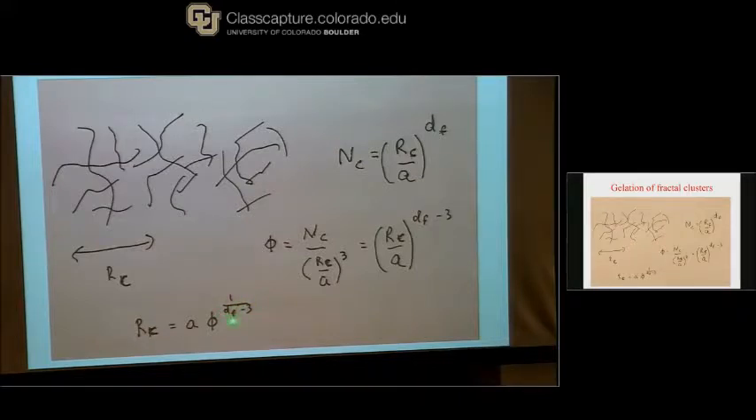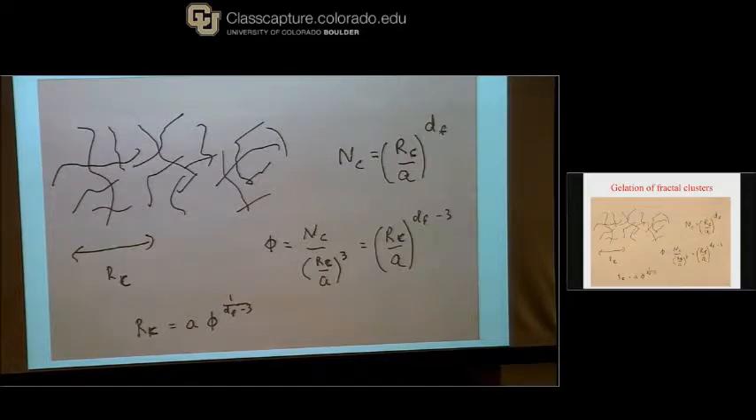So just think about this. Let's say the fractal dimension is 1.75, 2.1, something like that. Let's say it's 2, because it's easy to do. 2 minus 3 is minus 1. So it's just the volume fraction to the minus 1. If I started with a volume fraction of 10 to the minus 6, which is typical of what these gold colloids were, then it's just the radius of the particle times 10 to the 6th.